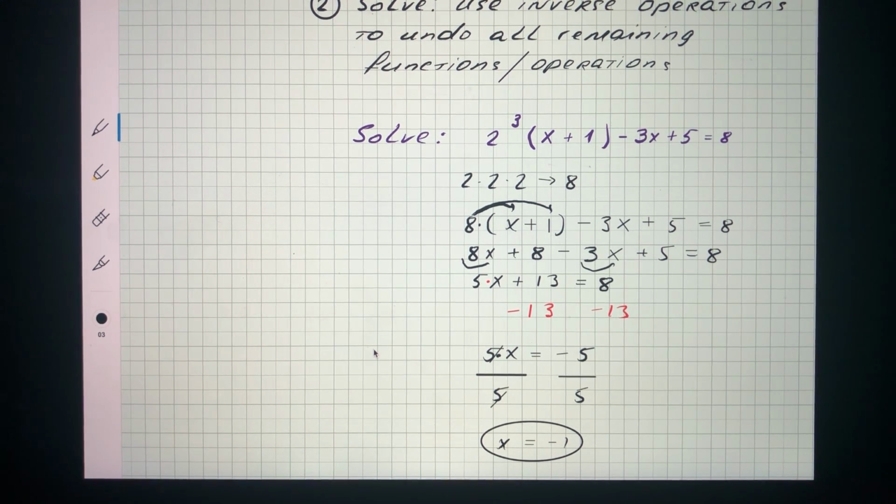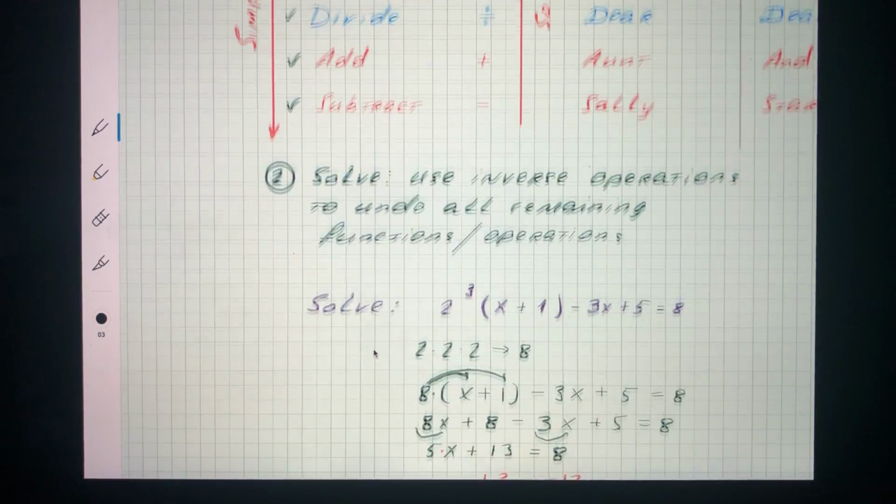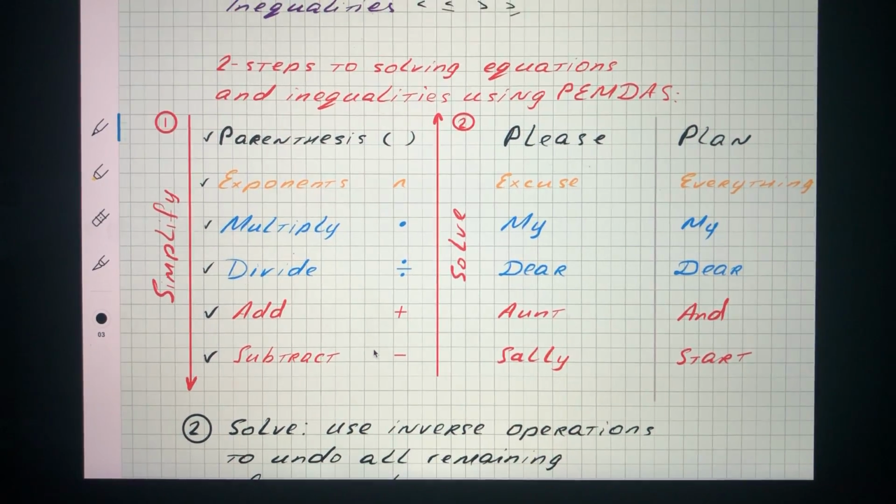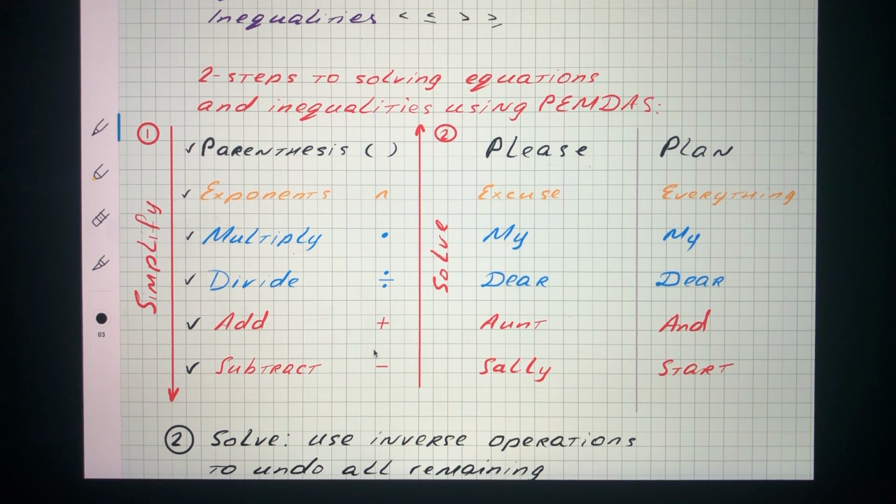And that's how to use the order of operations to solve an equation. We will also use this method to solve inequalities and other things. So this is it for this video.